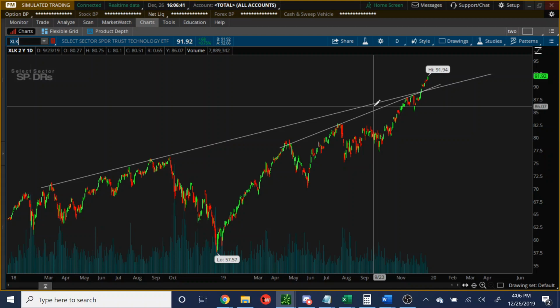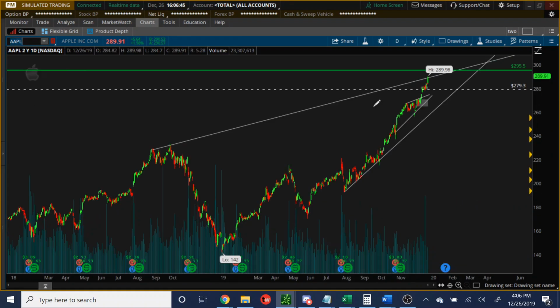So with that being said, that's kind of step number one. That's the initial analysis you need to do. Now I'm going to go back to this Apple chart. Now, you need to start with a daily chart.